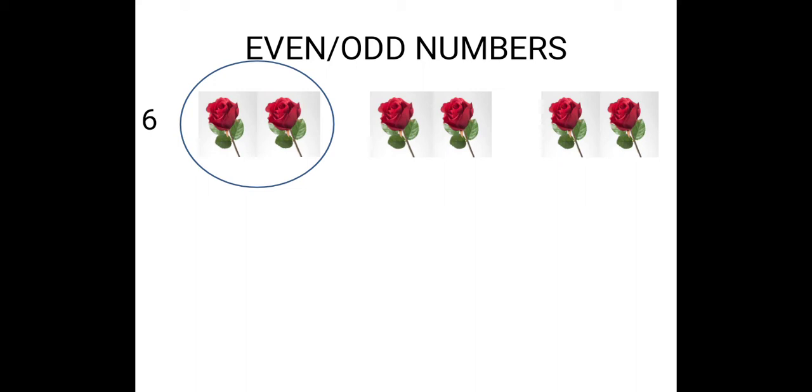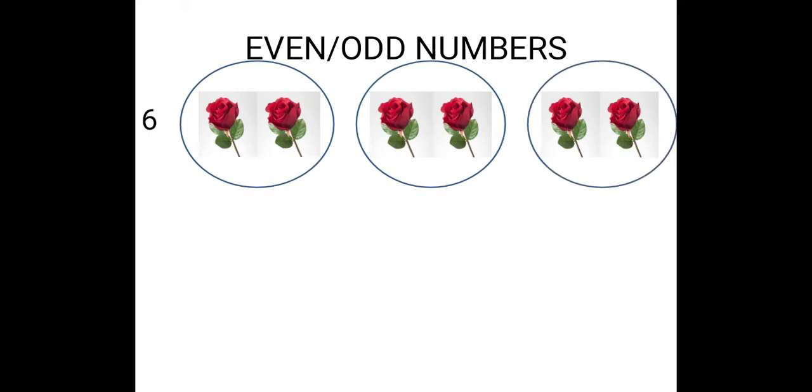So this is one pair, this is the second pair, and this one is the third pair. So we can say that 2 plus 2 plus 2 is equal to 6. Okay, so here the pairing is complete. No flower is left alone. So pairing is complete.